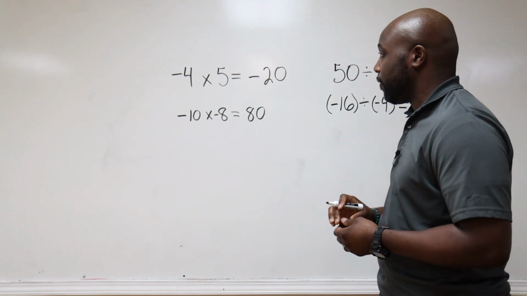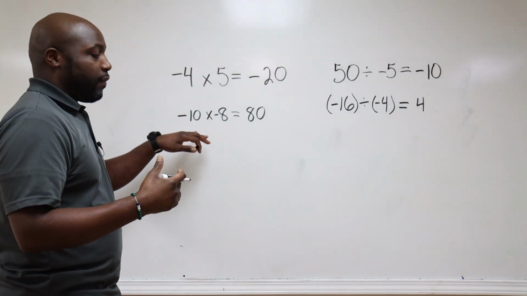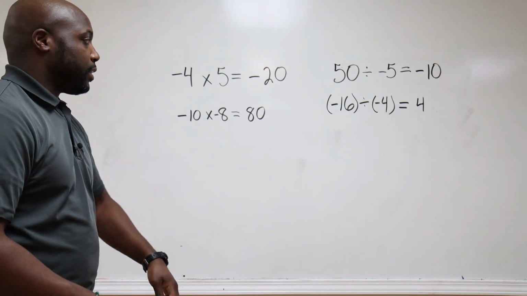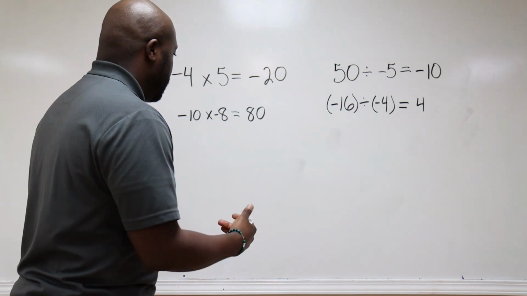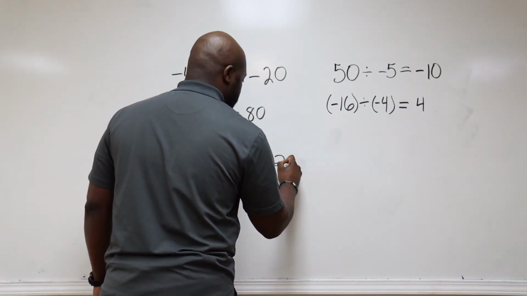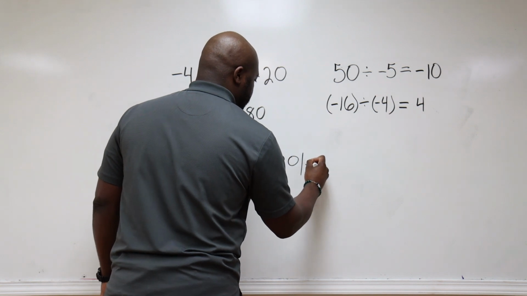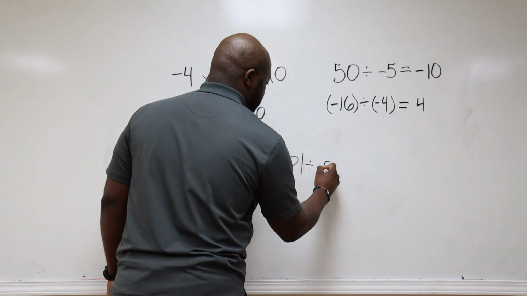And that covers the basics regarding dividing and multiplying integers. Now let's throw something fun into it, like an absolute value. The absolute value of negative 20 divided by negative 5.